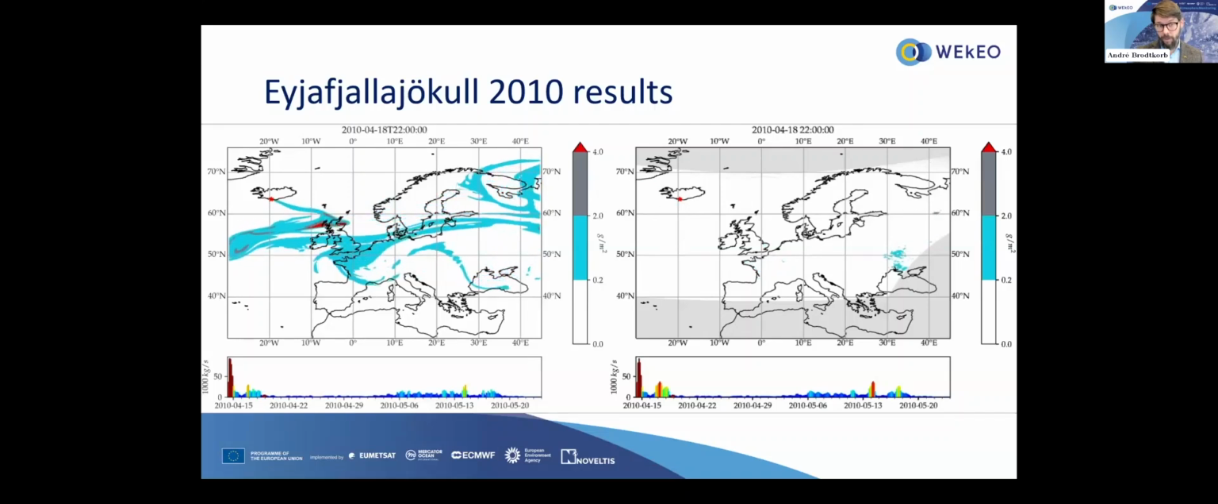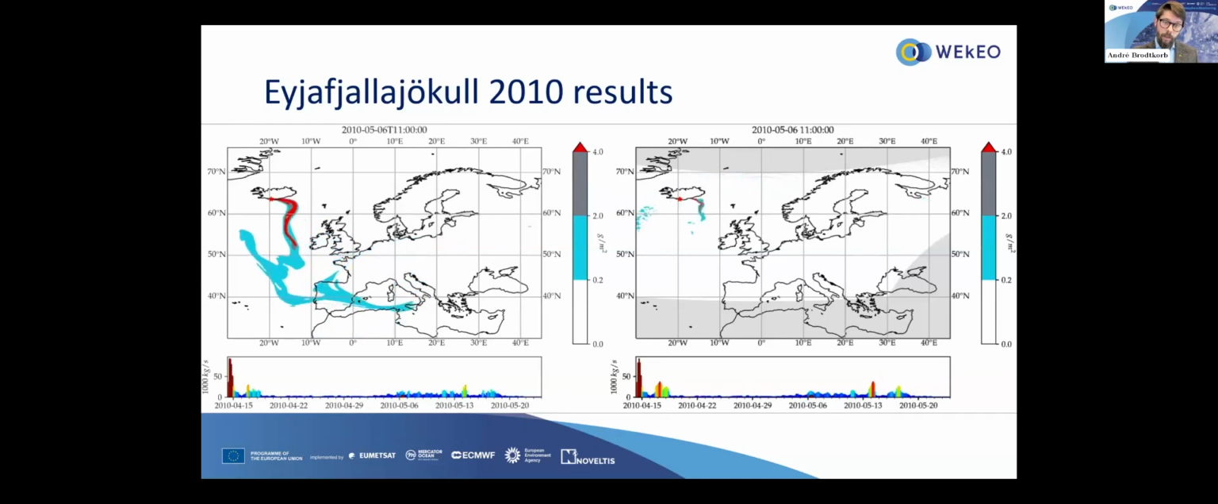You see on the left-hand side, it's a much more detailed image of where the volcanic ash potentially is, whilst on the right-hand side you barely see anything. You have no idea where it is, especially when it comes to the concentrations. And then we come into the second larger eruption period, and you see that the inversion here comes up with quite good descriptions of the eruption once more.